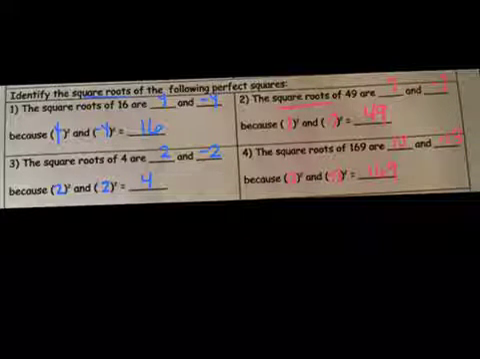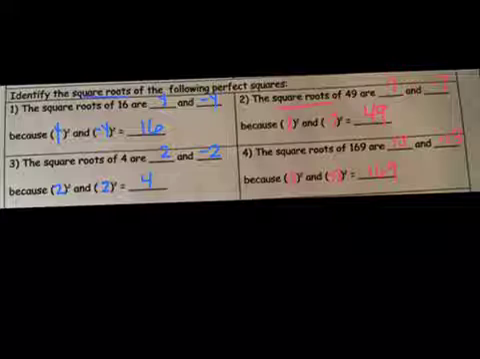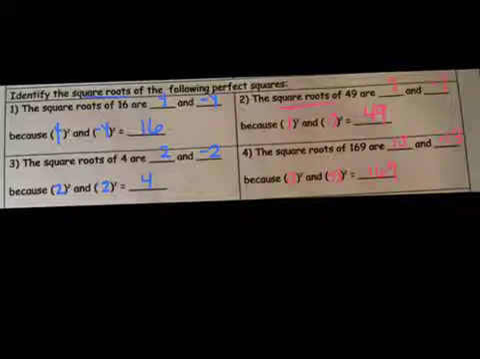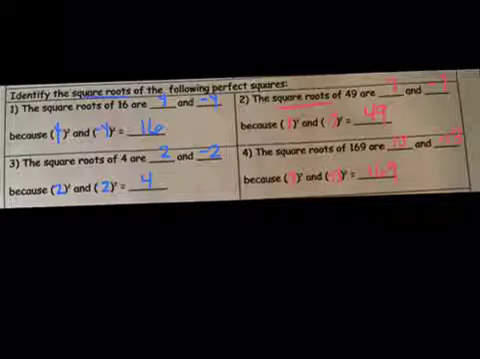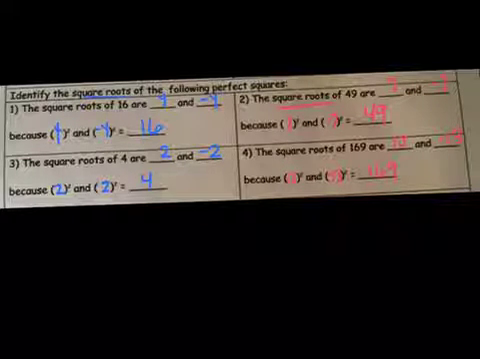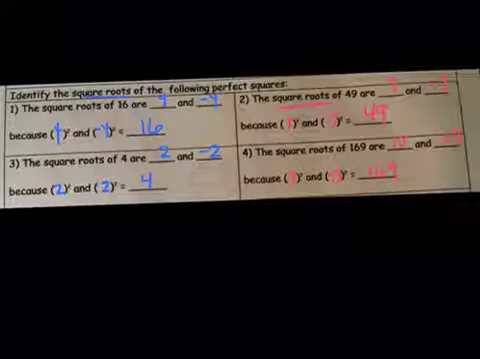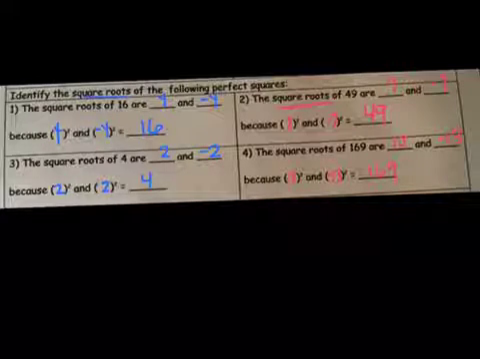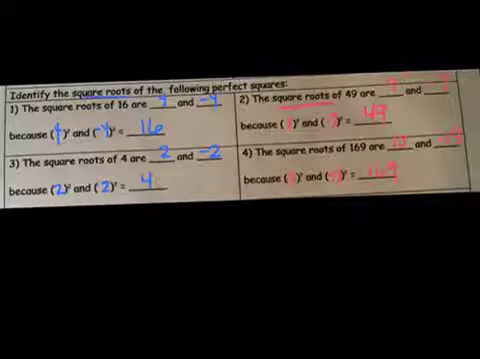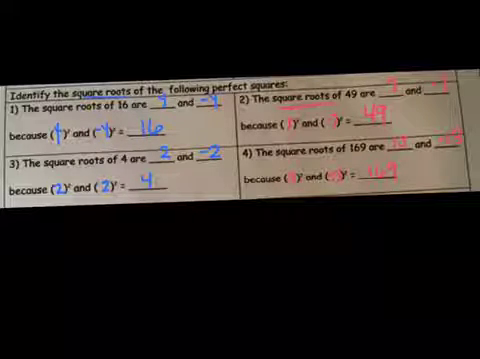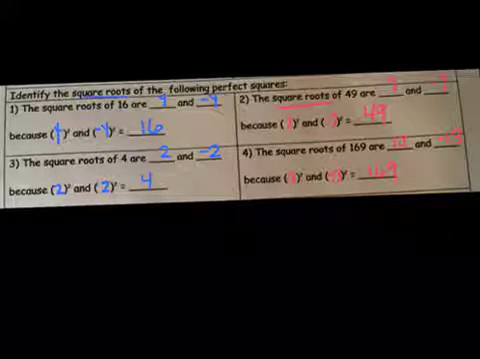And for number 4, the square roots of 169. This one was a pretty hard one. The square roots of 169 are 13 and negative 13, because 13 squared and negative 13 squared equal 169. So when we find the square root, we're just looking for a number that, when multiplied by itself, will give us that number.